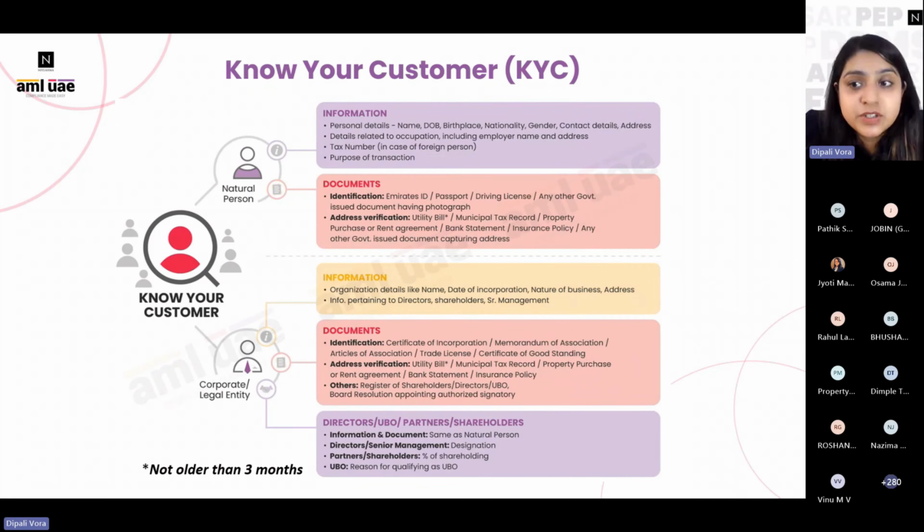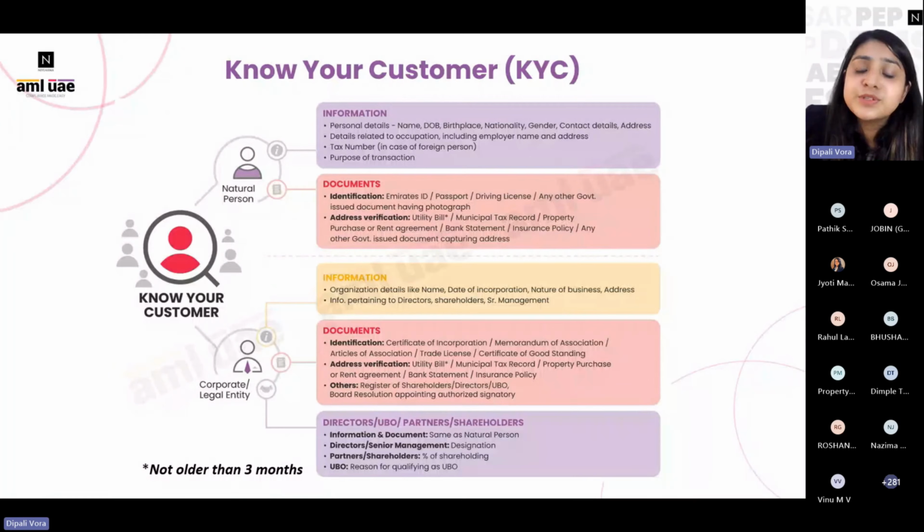Now coming to the information. Once you have the identification proof and address proof, basic information like name, date of birth, birthplace, nationality, gender, and the address would already be available with you. But there is certain information which only the customer will be able to provide. That information, which is mandatory to see, includes occupational details, name of the employer, and contact details. And fourth would be the purpose of transaction. I mean, that is the reason why that person came to you. So that is also something that you would know about.